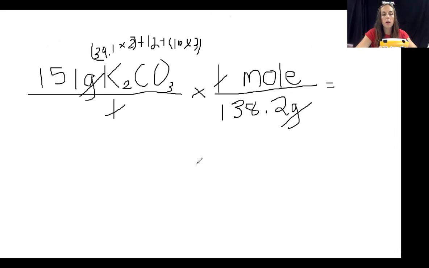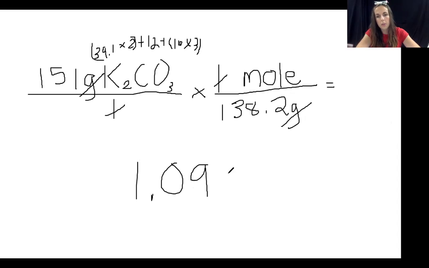Okay, so 151 divided by 138.2. I got a long number, but basically it rounds to, we need how many significant figures? 4 significant figures. So I got 1.093 moles. Okay. And that is going to be letter B.